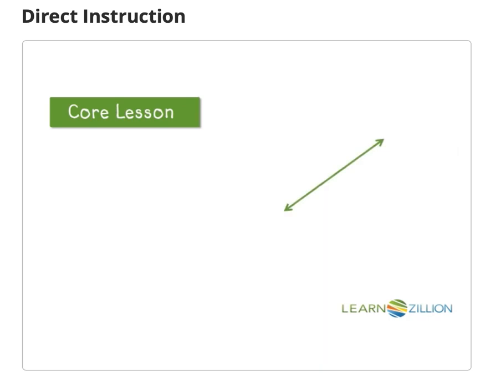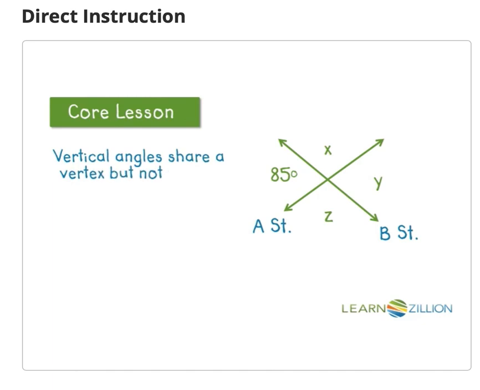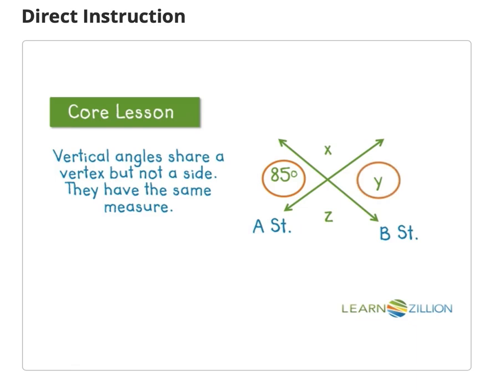Let's also take a look at our diagram again with A Street and B Street and our unknown angles and our known angle. And it's important for us to know that vertical angles share a vertex but not a side. They have the same measure. So our angle measuring 85 degrees and angle Y are vertical angles. They share a vertex but not a side.